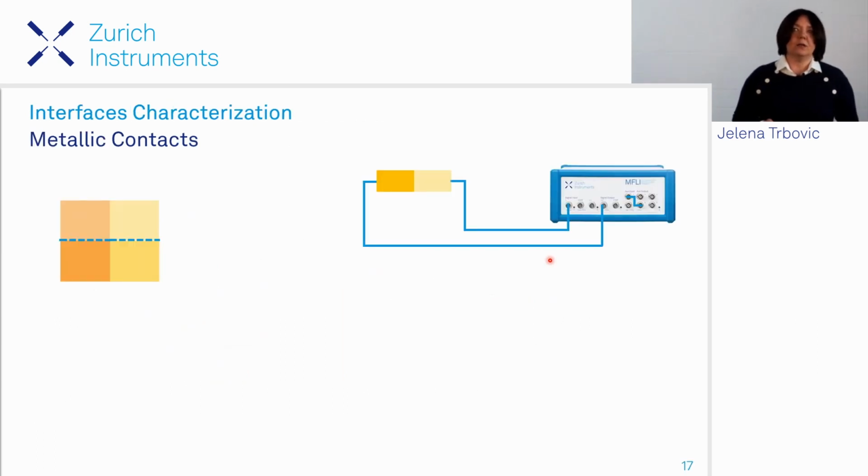Okay, so now if we start from a very simple example, we have two metallic contacts that we put together. Their Fermi energies are aligned, and we hook our device up with the lock-in amplifier, so we can output a probe signal over here, say voltage, and measure the upcoming current on the other side.